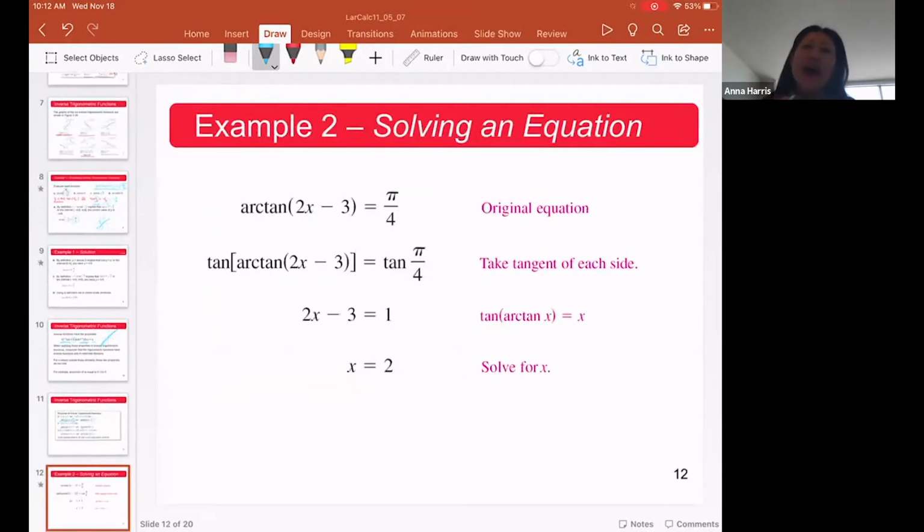Looking at this, they'll say, find x where arctangent of 2x minus 3 equals pi over 4. For this kind of problem, you cannot just plug it into your calculator because your calculator does not know what x is. In this case, you need to apply inverse properties. So I put tangent in front, and tangent and arctangent cancel out because they're inverse to each other. So you're left with 2x minus 3 equal to 1, and you add 3 to each side. Then you get 2x equal to 4, then x equal to 2. All right, so you got it.